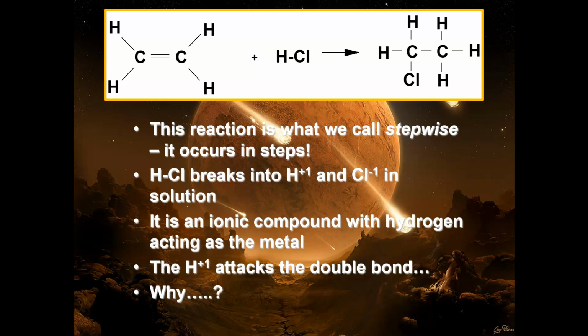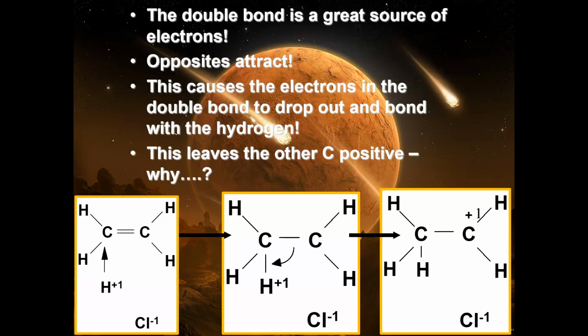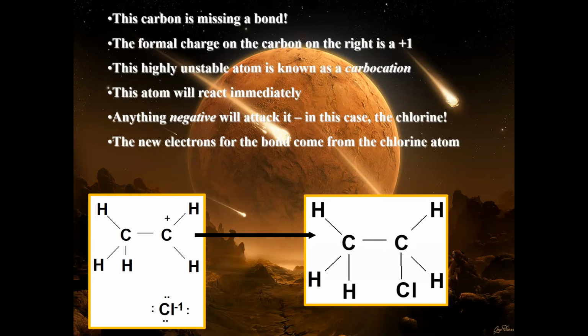Well, why do you think it's going to attack the double bond? Well, that double bond has electrons. And opposites attract. That hydrogen is positively charged. It wants an electron. So this is going to cause the electrons in that double bond to drop out, and they're going to bond with the hydrogen. That's going to leave the other C that it is not bonded to slightly positive. So since that carbon is missing a bond, it is going to be slightly positive.